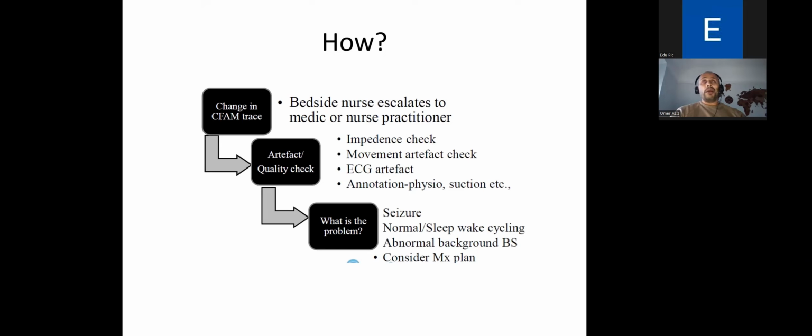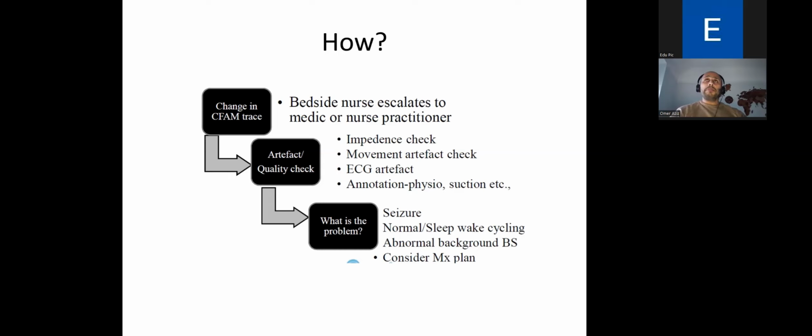For example, I'm sure we've all seen a SATS probe not being attached properly, and the SATS number you're getting is not an accurate reflection. The first thing you want to do is not necessarily jump on and treat the potential hypoxia, but make sure you know what's happening with the SATS. You would change the SATS probe, attach a new one, similar sort of concept.